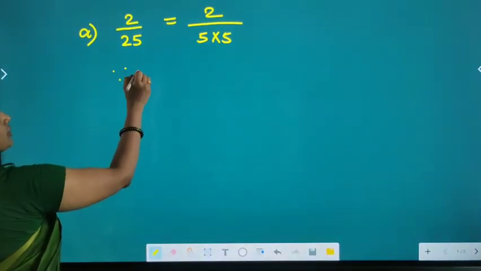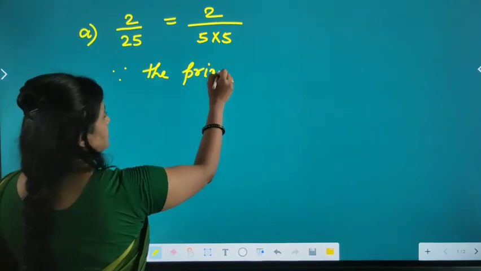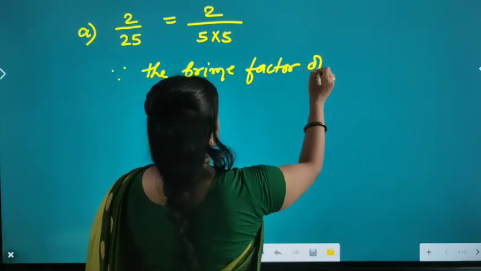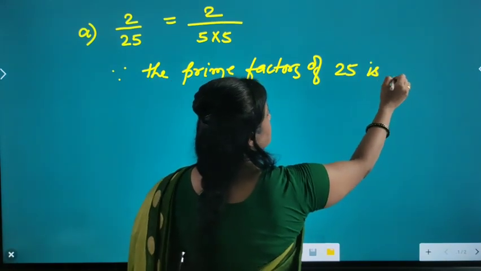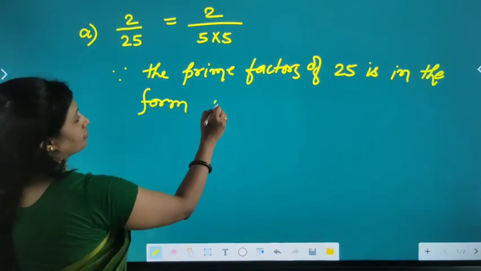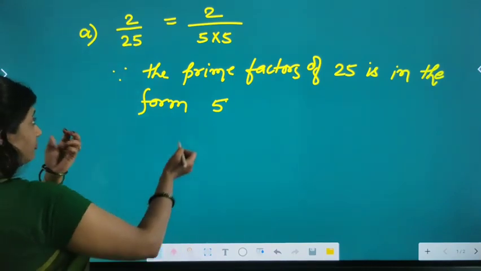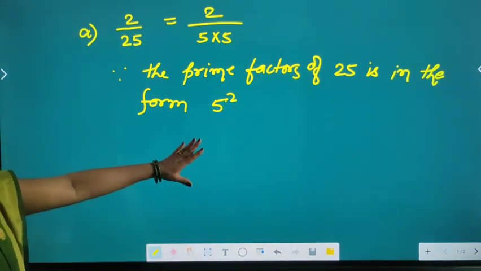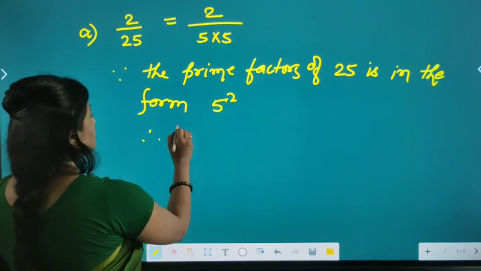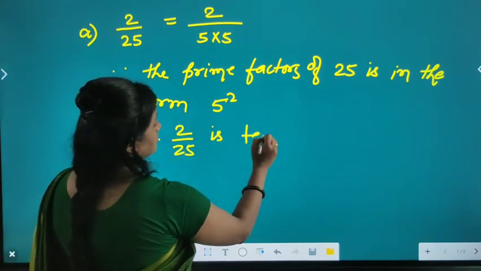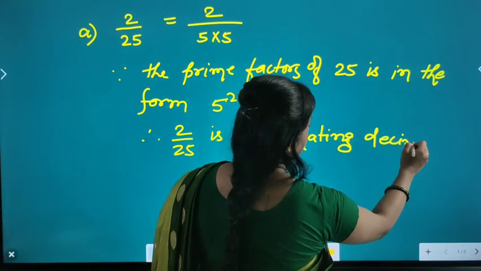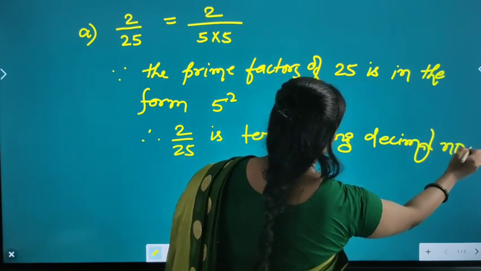This is the prime factorization of 25. Since the prime factors of 25 are in the form 5 square, therefore 2 by 25 is a terminating decimal number. Fine.